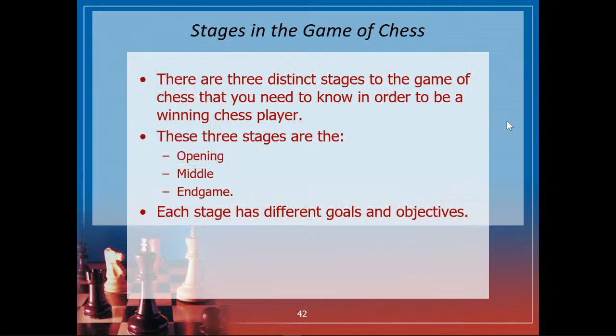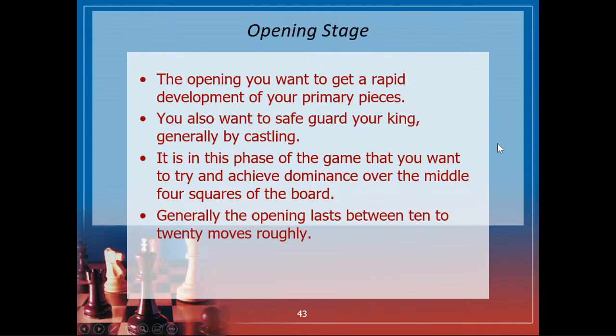So let's talk about our strategies of chess. These 3 are the opening, middle, and end game. Each stage has different goals and objectives. Opening stage, you want to get a rapid development of your primary pieces. You also want to safeguard your king, just like our video showed. Safeguard your king by castling.